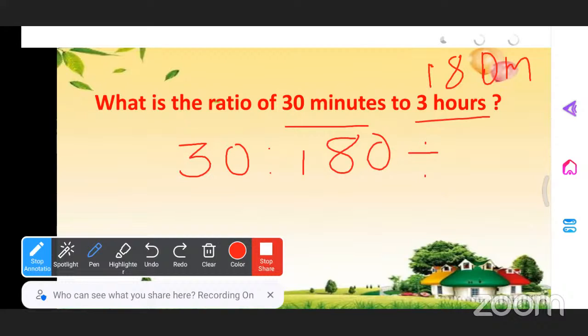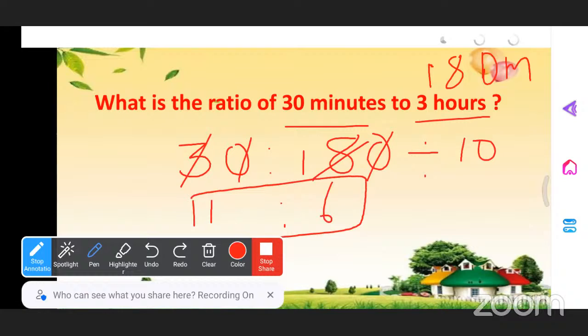Ma'am, 1:6, ma'am. Very good. Okay, Kana. You just explain that answer. Last zeros will get cancelled. In 3 tables, Kana. 1 times 3 and 6 times 18, ma'am. 1 times in 3 and 6 times in 18. Very good, Kana. You can simplify the 3 tables. Yes, ma'am. Okay, Kana.